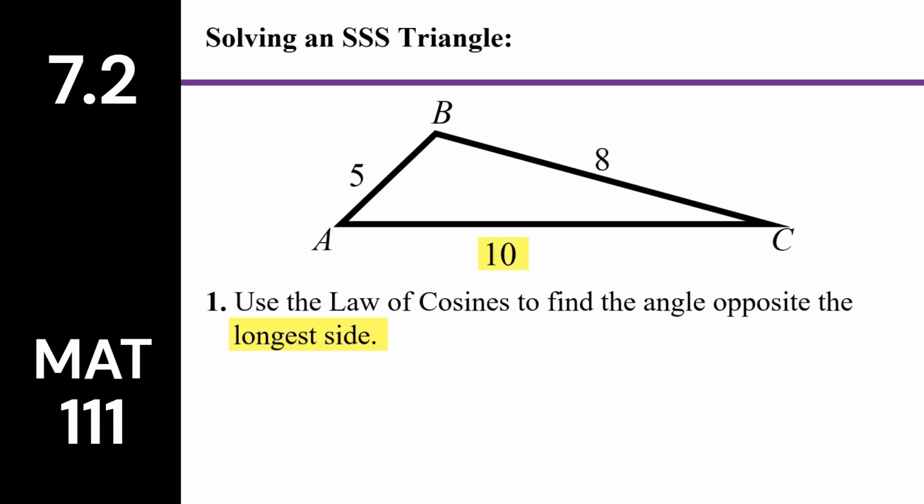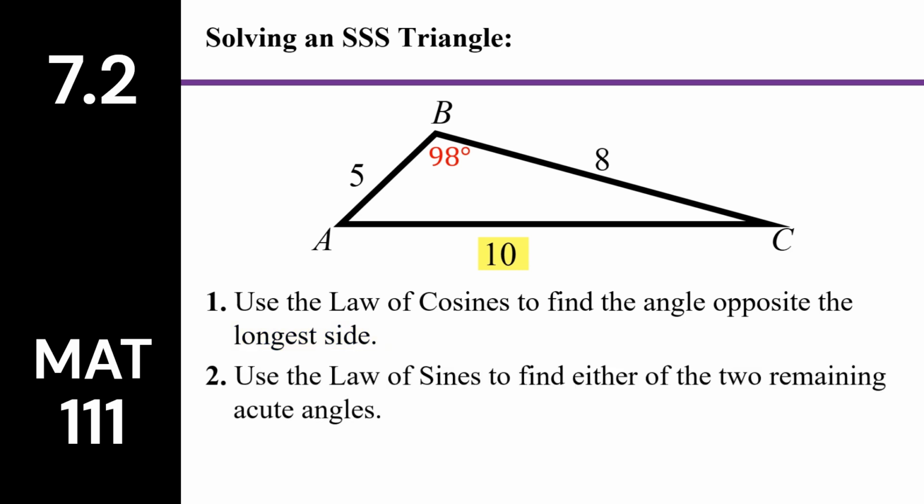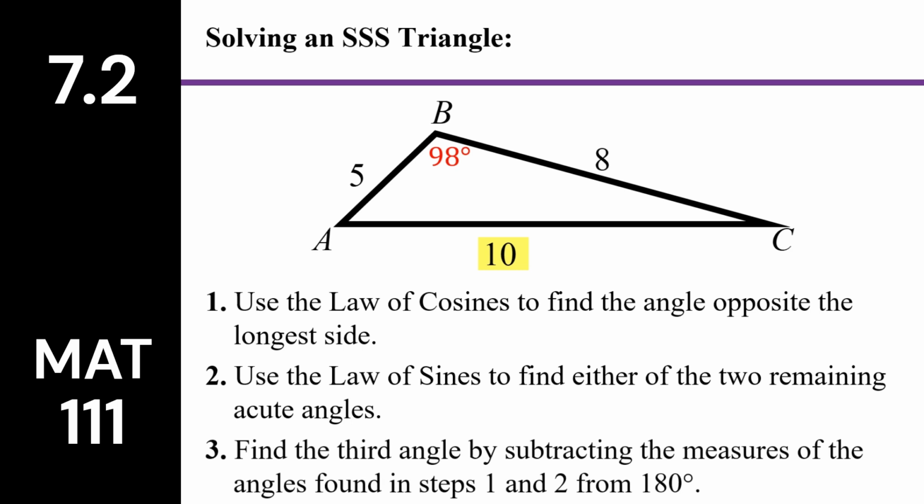The longest side is 10, so we'll find angle B, and we'll look at the math in a minute, but it turns out that will be 98 degrees. Now that we have a side and its opposite angle, we'll be able to use the law of sines to find either of the two remaining acute angles. That will give us two angles. So for step 3, we'll find the third angle by subtracting those two angles from 180 degrees.